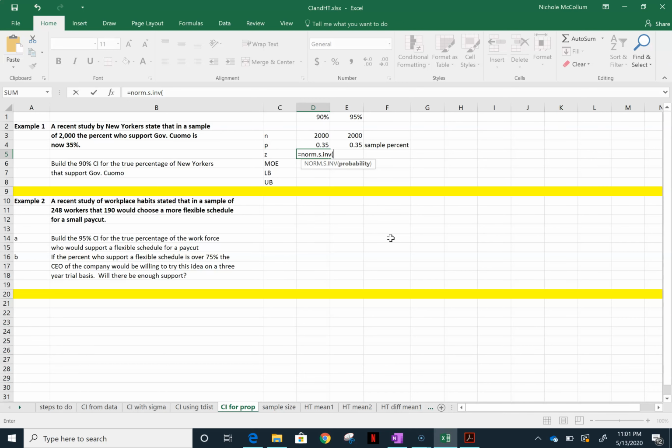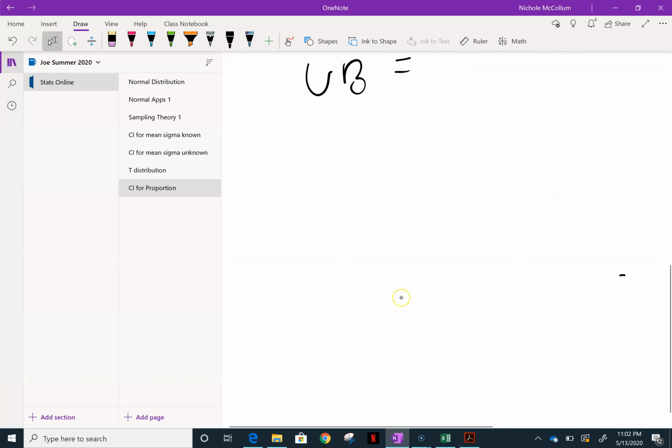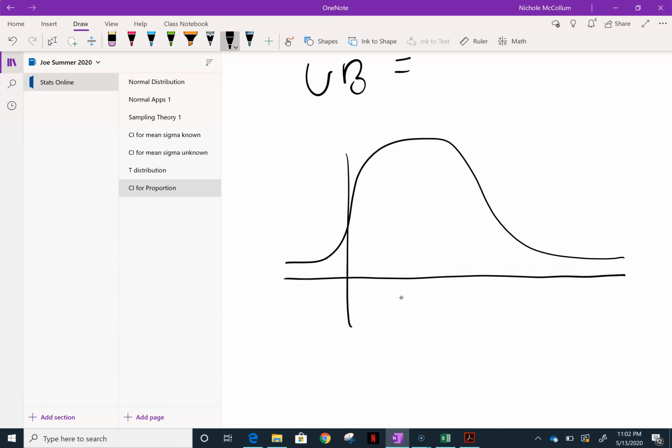Which means the area below the biggest bar, the tallest bar, would be 0.95. And that's what I'm putting in here to find my appropriate Z value. Let me go to a picture to make sure this is clear one more time. If I want to find the Z value, you've got to give me how much confidence you want. You want 90% confidence. Got it.